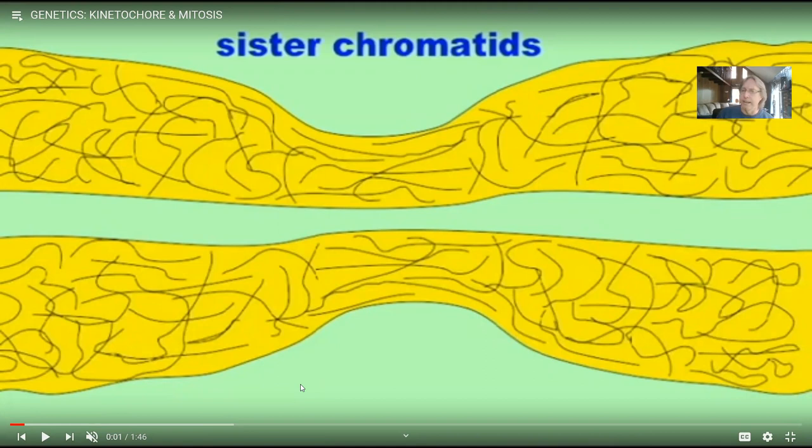Obviously, as discussed in mitosis and DNA replication, there is an S phase where DNA is replicated. And we know that there are specific origins of replication in DNA sequences.